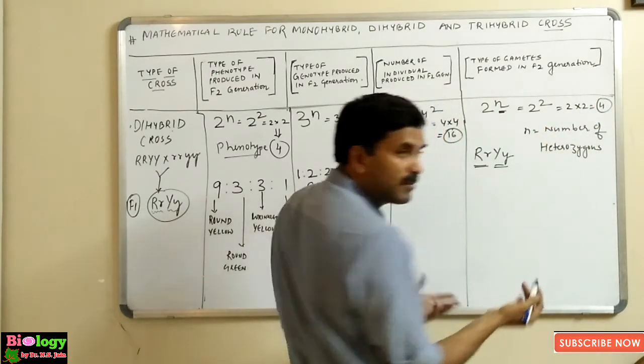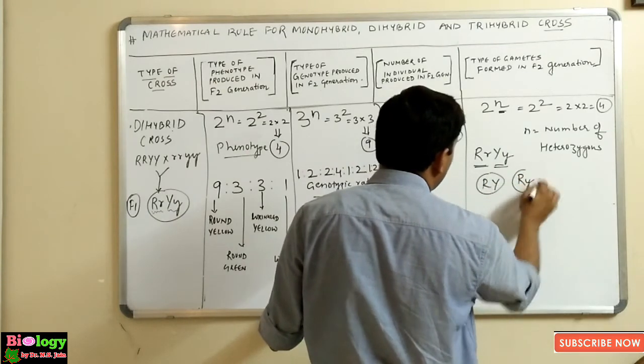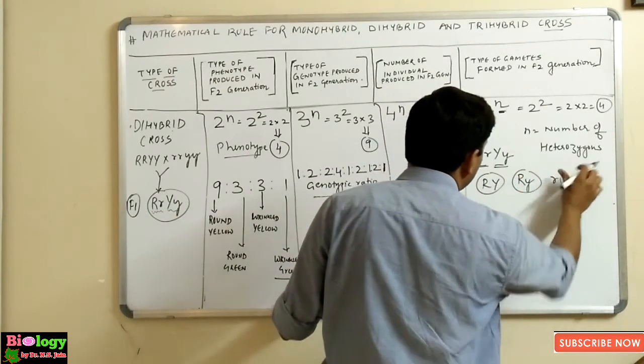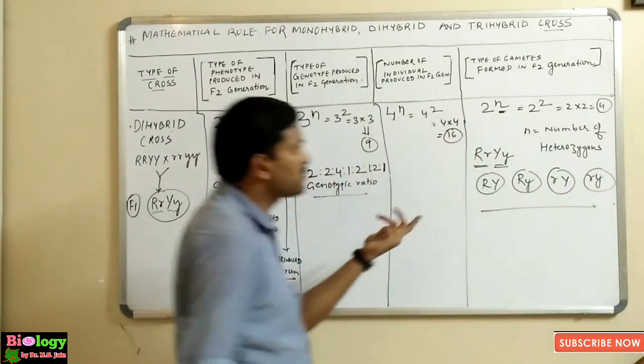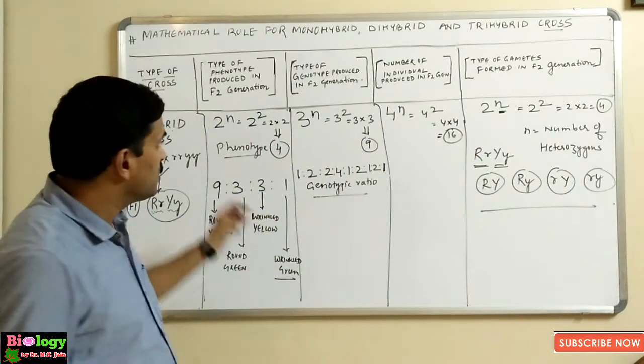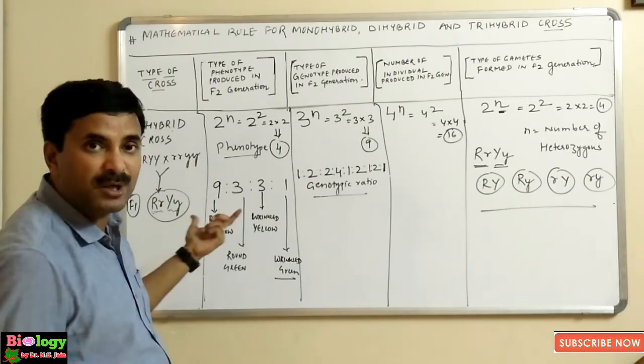4 gametes will be produced. We know very well how: capital R capital Y, capital R small y, small r capital Y, and small r small y. These are the 4 types of gametes produced. So this was the mathematical expression used for the dihybrid cross.